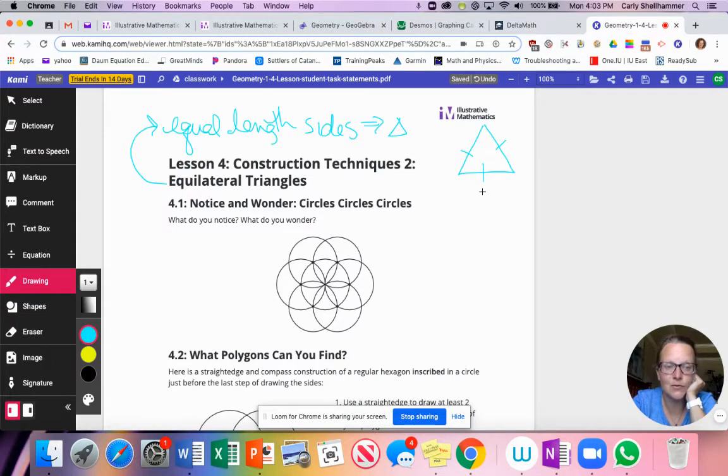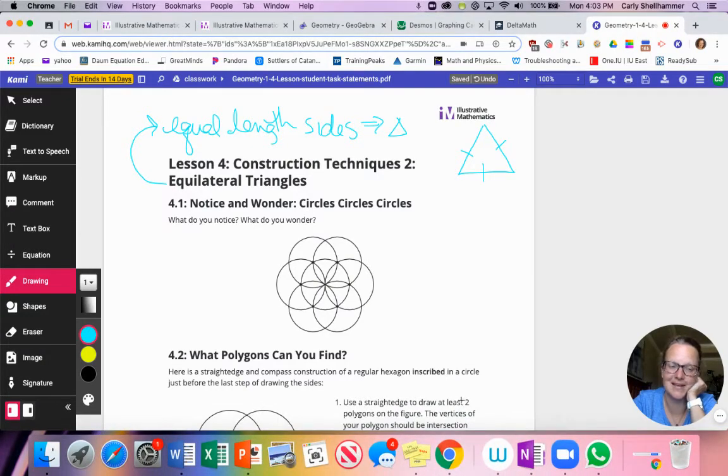Notice and wonder. Circles, circles, circles. Lots and lots of circles here. What do you notice? What do you wonder? This is where I love the discussion in the classroom, but we can't have it right now. I notice this beautiful flower here in the middle. And then I also can look at the bigger picture and I see another flower. I think they're beautiful.